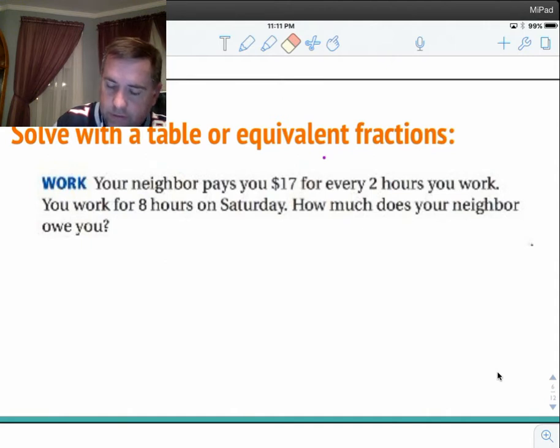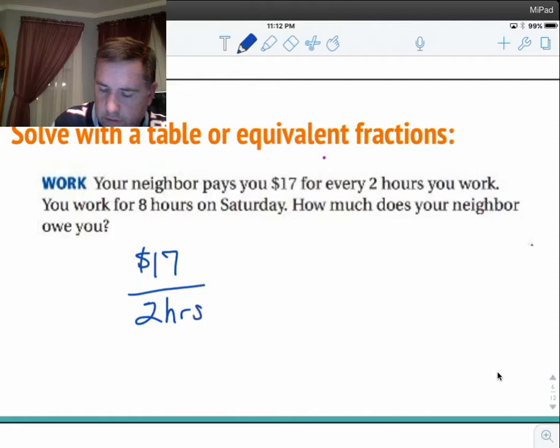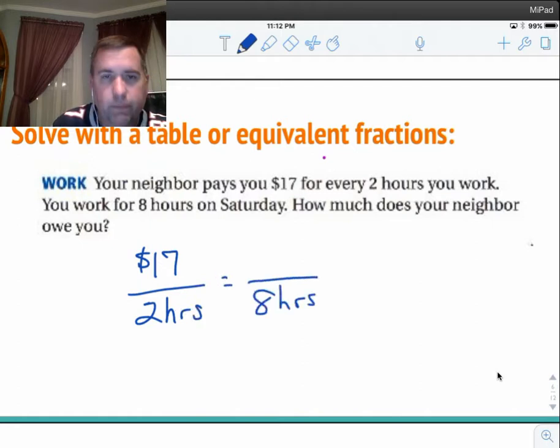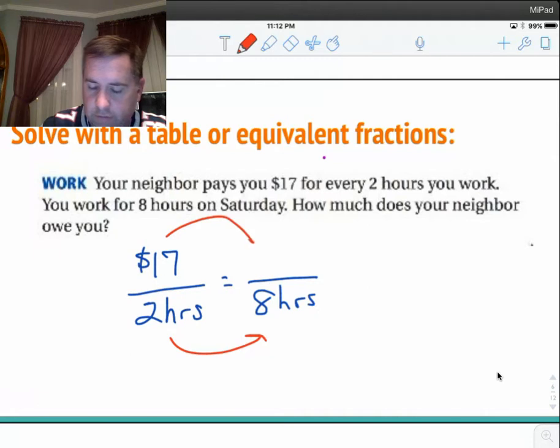So, for instance, your neighbor pays you $17 for 2 hours of work, and then on Saturday you work 8 hours. How much are you going to get paid? So, as with any equivalent fraction, you solve equivalent ratios the same way. You can multiply or divide the top and bottom number by the same value.